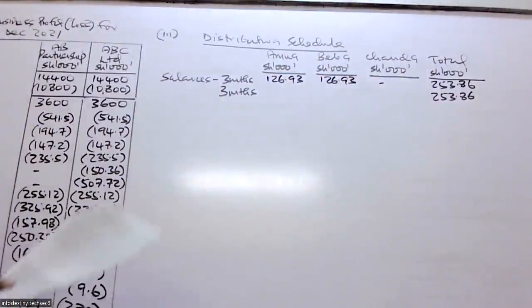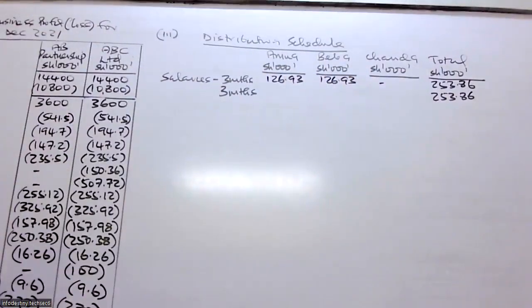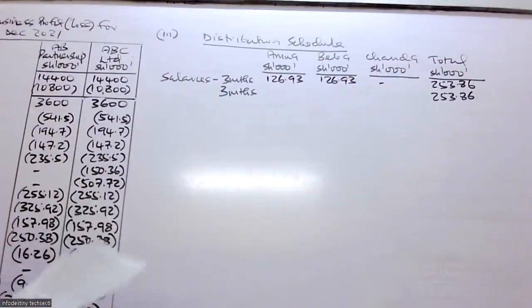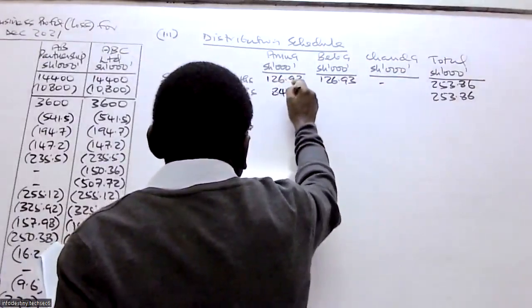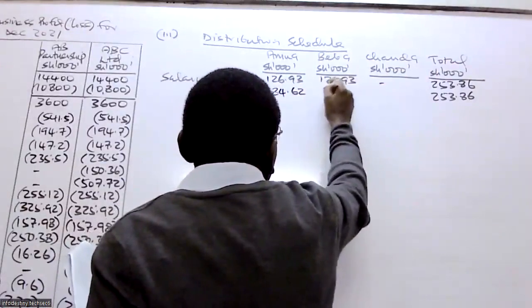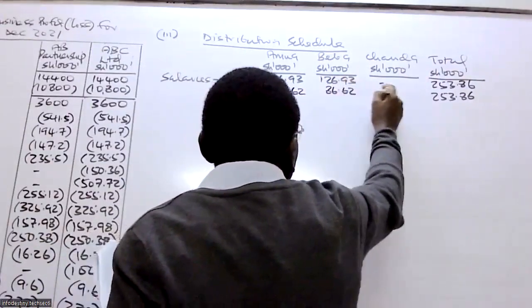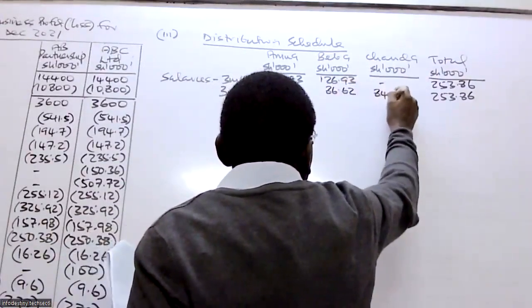And then for the other period they share equally because they had equal capital contributions. So salaries now were paid equally among 3. You take 253.86 divided by 3, which is 24.62, 24.62, 24.62, 24.62.